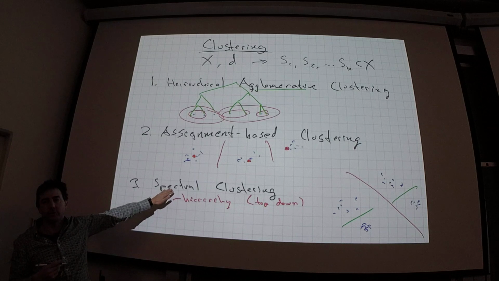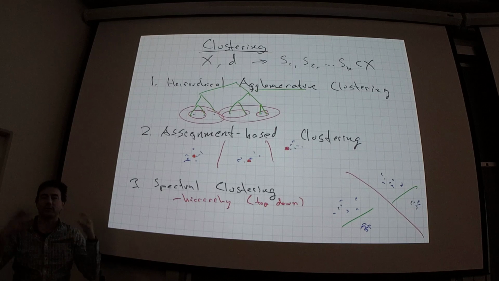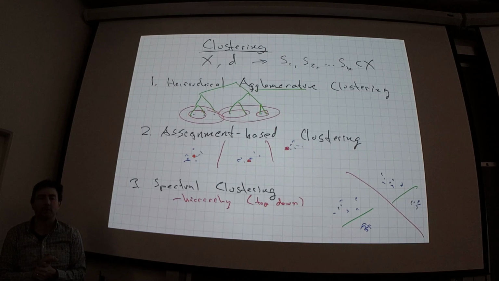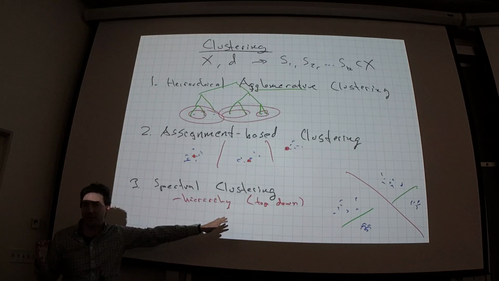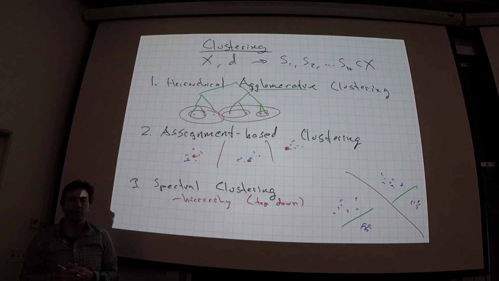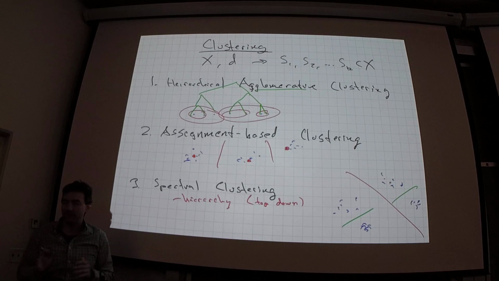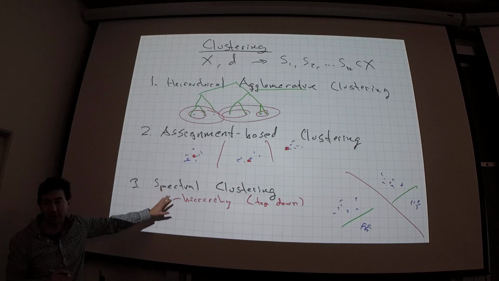The spectral refers to using an eigen decomposition. Okay, so we're going to transform stuff into a matrix, and then we're going to do an eigen decomposition, and this is going to encode the best way to partition the data. Okay, so that's the high-level view of what we're going to do. I'll explain how we get there. It'll take a few steps, but that's the idea of spectral clustering.